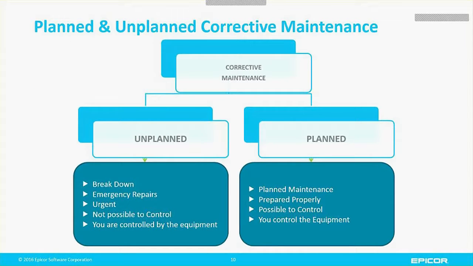So if we look at, is it more desirable to have a rapid response to unplanned corrective maintenance, or is it more desirable to have a controlled level of planned maintenance? Well, if you think about it, unplanned maintenance is a result of a breakdown, some sort of emergency repair. It's always urgent. It controls you, not you control it.